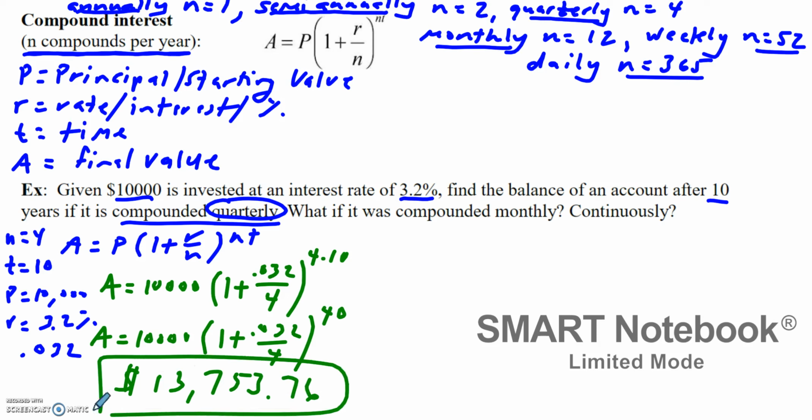So here's where I'd like you to pause. I would like you to do the second one. What if it was compounded monthly? Think about what n is if you're talking about monthly. I'd like you to plug things into your equation, and when you come back, we will see if we have the same value. So please pause now.